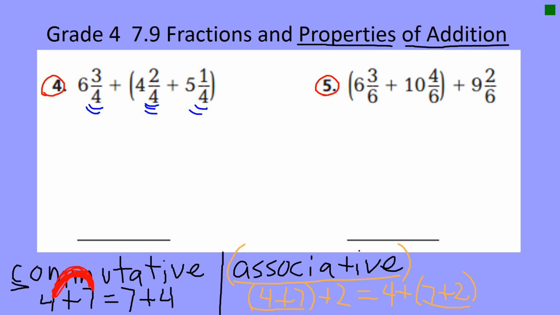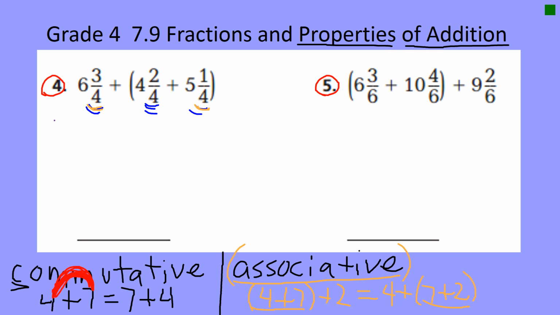How about we look at this? 3/4 and 1/4. What does that make? 3 plus 1 is 4. 3/4 plus 1/4 is 4/4. Why do we love 4/4? It's the same as 1.